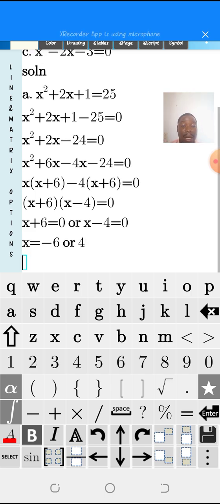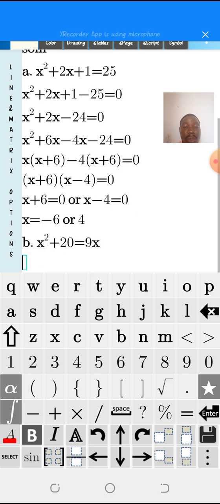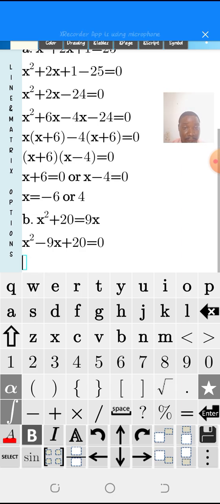So that's it. Then for b, what we have there is x squared plus 20 equals 9x. So we move 9x over. You have x squared, and if you move that, you have minus 9x, then plus 20 equals 0. At this point, we look out for two numbers that when you sum them, you have minus 9, and when you multiply them, you have plus 20. Those two numbers are minus 4 and minus 5.